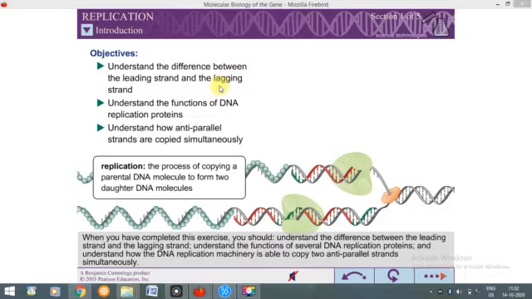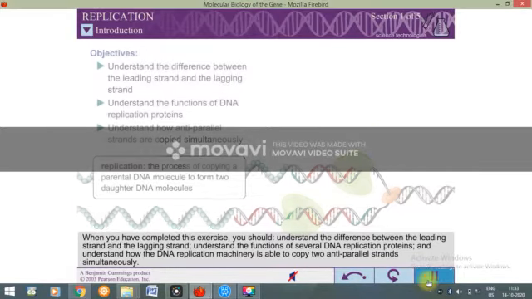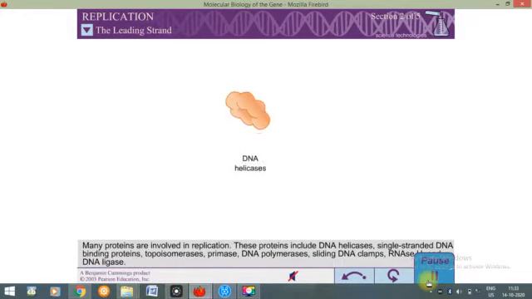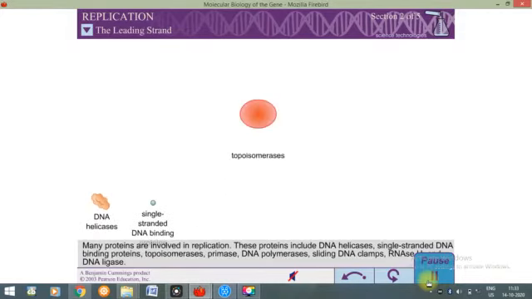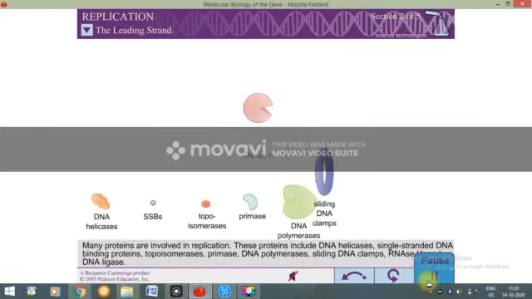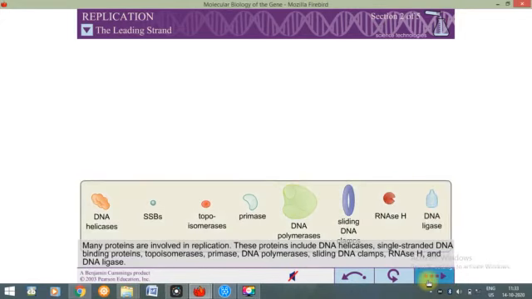what are the different enzymes which are helpful for the replication process. Let's understand what the leading strand is. Before that we need to understand the functions of different enzymes. The first one is called DNA helicase, second is single stranded binding protein, the third one is topoisomerase. The fourth one is called primase or DNA primase. Next, DNA polymerase. This is the sliding DNA clamp, which is not in your syllabus, so you can exclude this. The next one is RNase H, and the last one is DNA ligase.